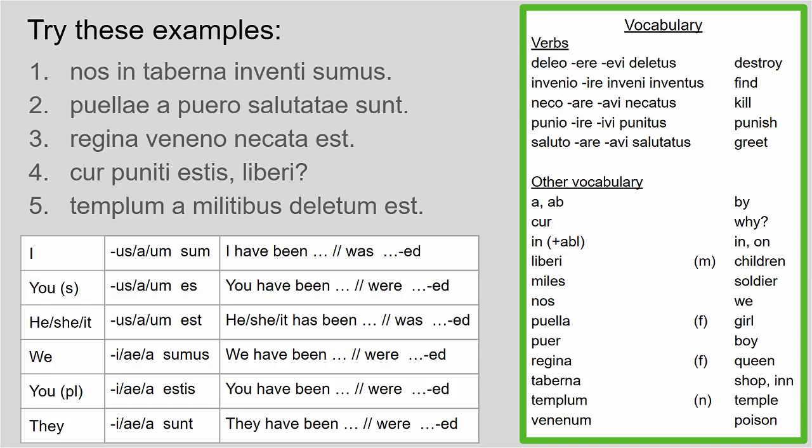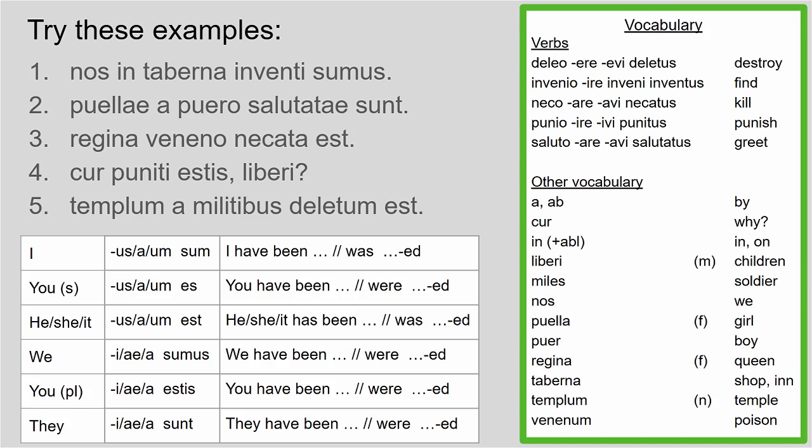For the verbs, I've given you all four principal parts. Now that means I've given you the usual I form of the present tense. Deleo, I destroy, invenio, I find, etc. Then, how the infinitive goes. The third option is the perfect stem, and the fourth option, the last option in all the verbs, is the perfect passive participle. That's the bit you're looking for when you're doing perfect passive verbs.